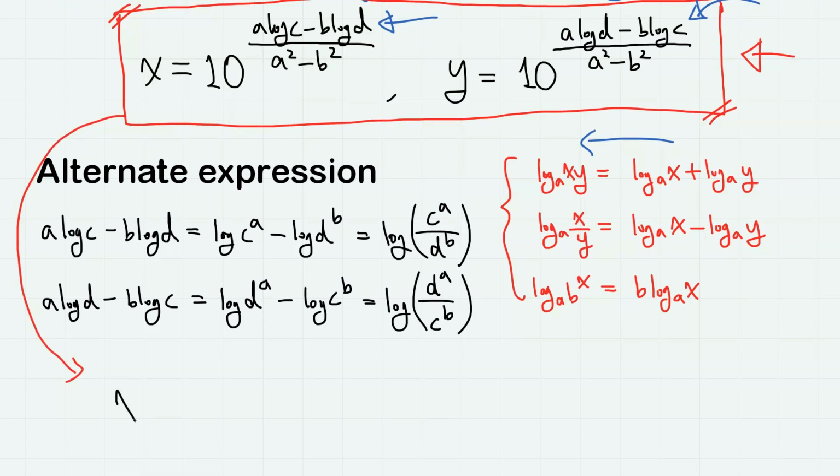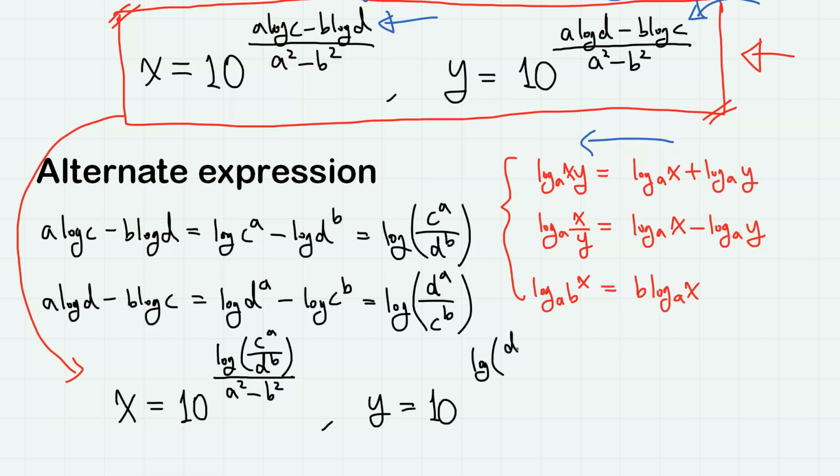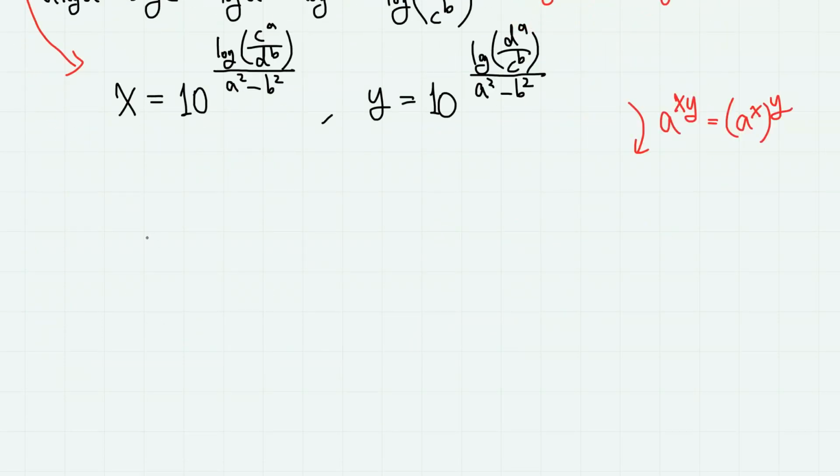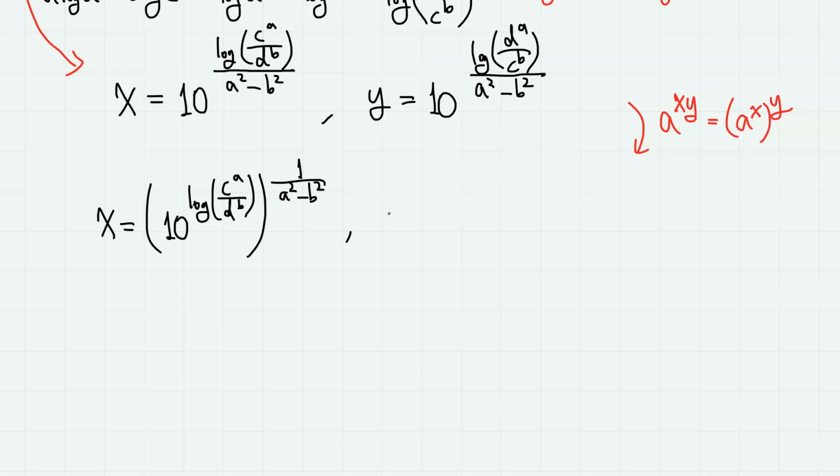Now this gives x equals 10 to the power of log of c to the a over d to the b, over a squared minus b squared, and similarly y equals 10 to the power of log of d to the a over c to the b, over a squared minus b squared. Here, using the exponent rule, we can write these as x equals first 10 to the power of this, to the power of 1 over a squared minus b squared, and similarly for y.